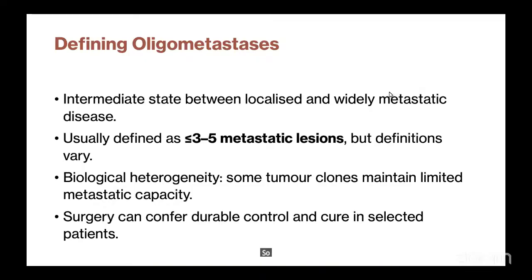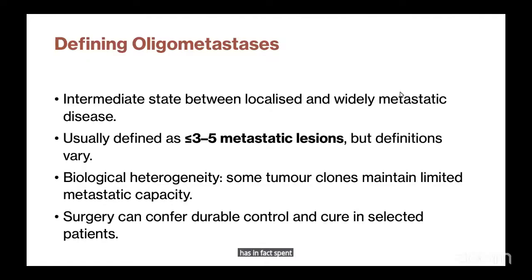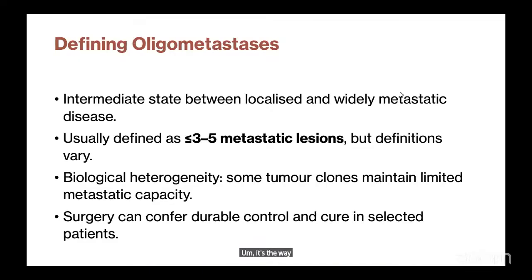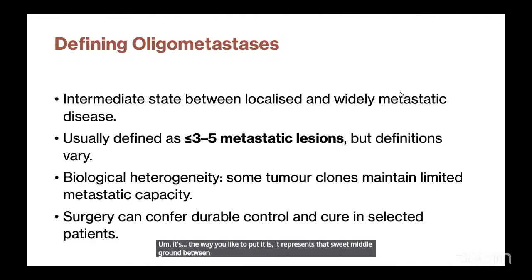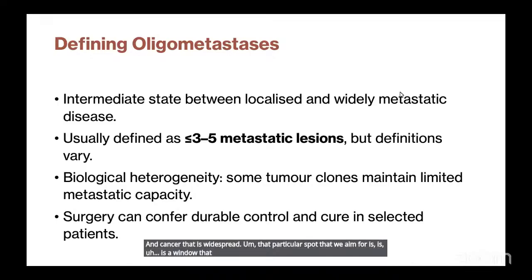So we'll just define what oligometastasis is. It refers to a situation where cancer has in fact spread. So stage 4, cancer spread, but only to a small number of spots, usually one or a few. The way you would like to put it is that it represents that sweet middle ground between cancer that is completely localized and cancer that is widespread. That particular spot is a window that offers the opportunity to be pretty aggressive in your local and systemic treatment that may lead either to curative intent or long-term control.